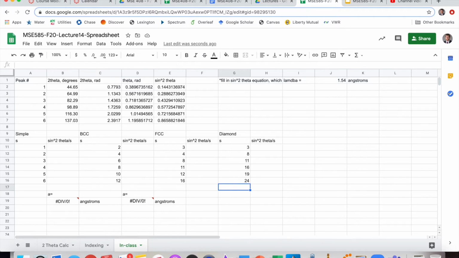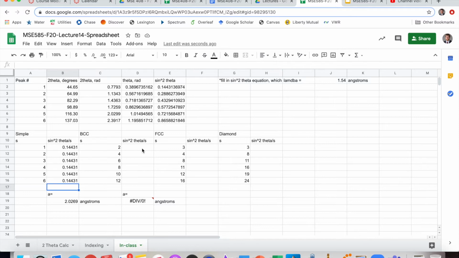So to continue that, now that we have the sine squared theta and we have the S values, we want to calculate sine squared theta divided by S. So for simple cubic, I'll take my value of sine squared theta, which doesn't change, and divide it by the S values. If I extend this, it will take my sine squared theta value from here and divide it by these values. So you can see that for each peak, we're assuming a value here, and we're using the sine squared theta from up here.